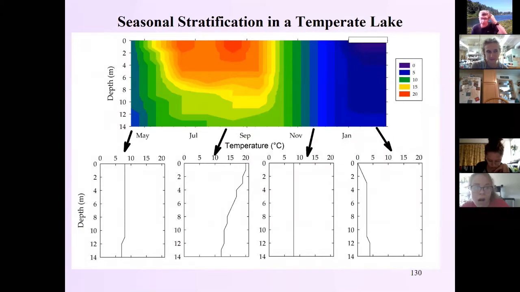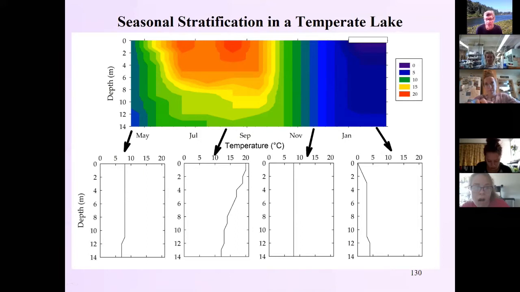So here's another way to look at this. The graphs on the bottom are just replacements for the graph that we saw in the last slide. But the graph on the top is a way that limnologists show seasonal, or temporal, trends in a lake. This particular lake is 14 meters deep. We see that in the springtime, it's mostly isothermal, so it's mostly green and a little bit of blue, between 5 and 10 degrees C. The graph that corresponds to that has almost the same temperature, 7, maybe 6 degrees, all the way down.